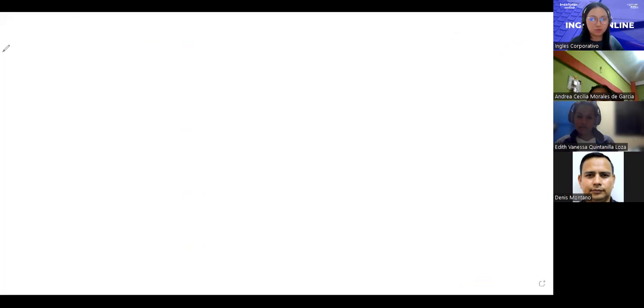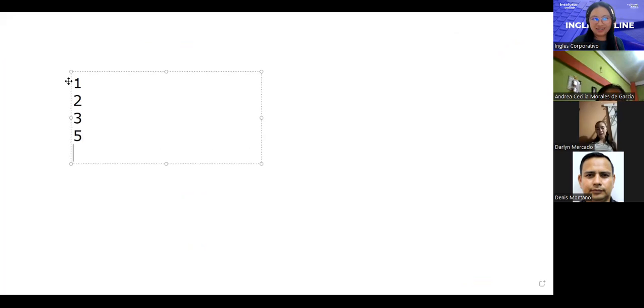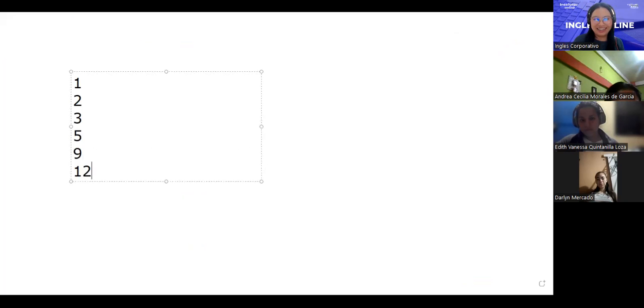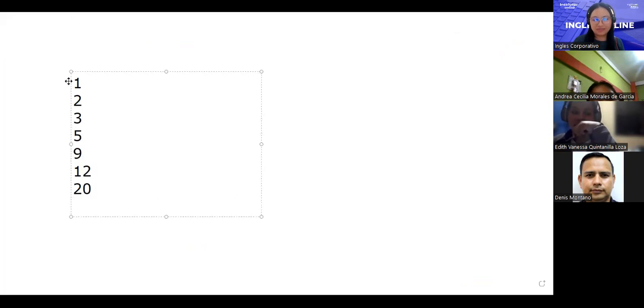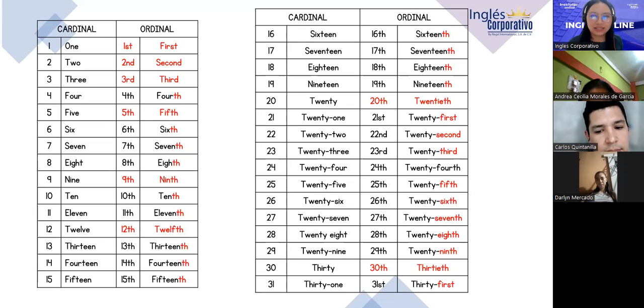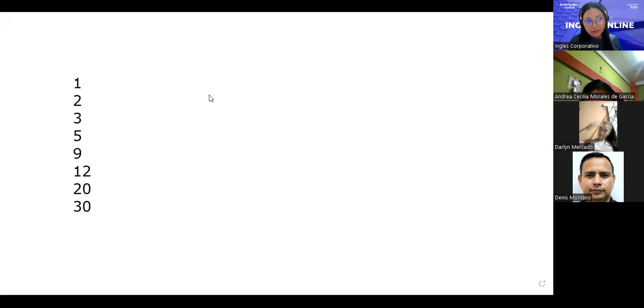Vámonos a mi pizarra. ¿Cuáles eran? ¿Se acuerdan? Number 30. Estos son números irregulares, les llamaría yo, porque cambia su escritura. For example, number 1, 2, and 3, el cardinal 1, 2, and 3, but whenever we want to make it ordinal, we are never going to say one-th. No. Es la regla. We are going to switch completely and we are going to say first.